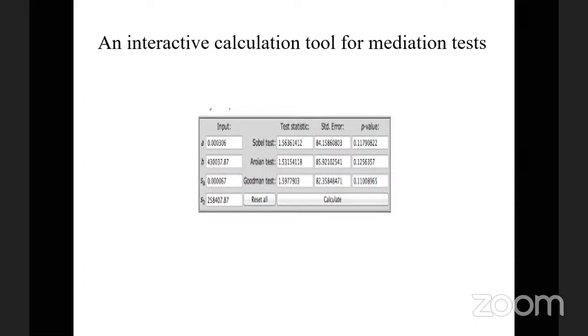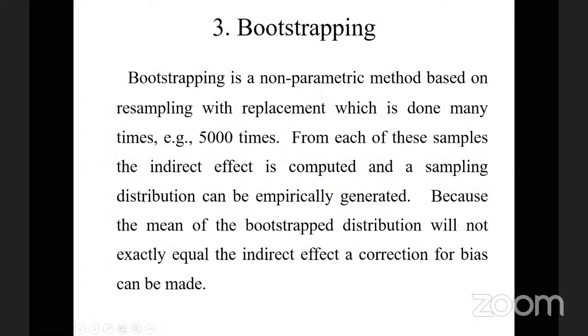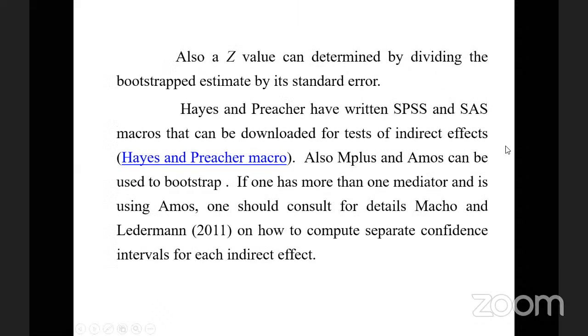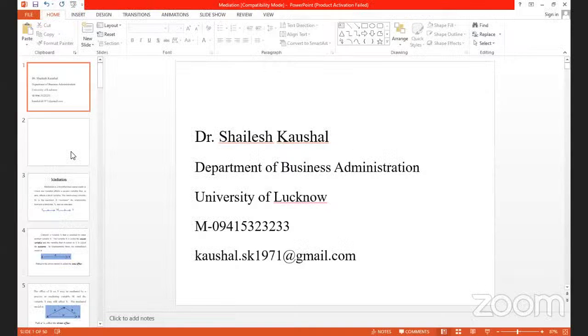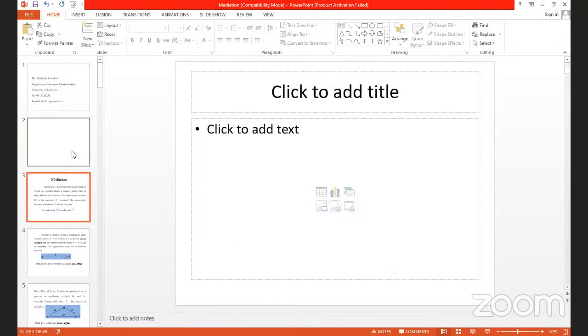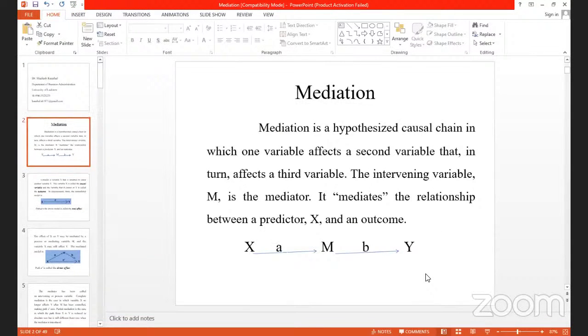This type of calculator will open on our screen, and then we will put in the values of the path coefficient of A, the path coefficient of B, the standard error of A, and the standard error of B, and then calculate. So we will get the value. So how do we calculate the Sobel test? I am just showing you.